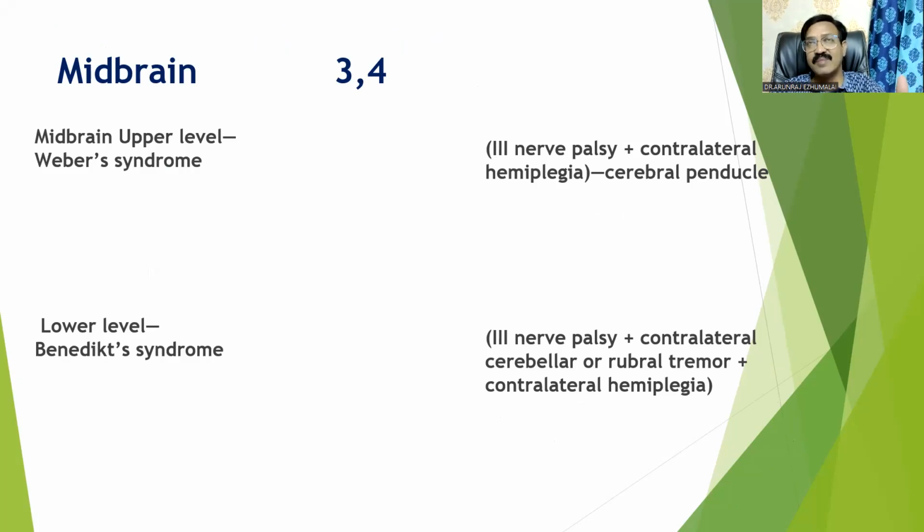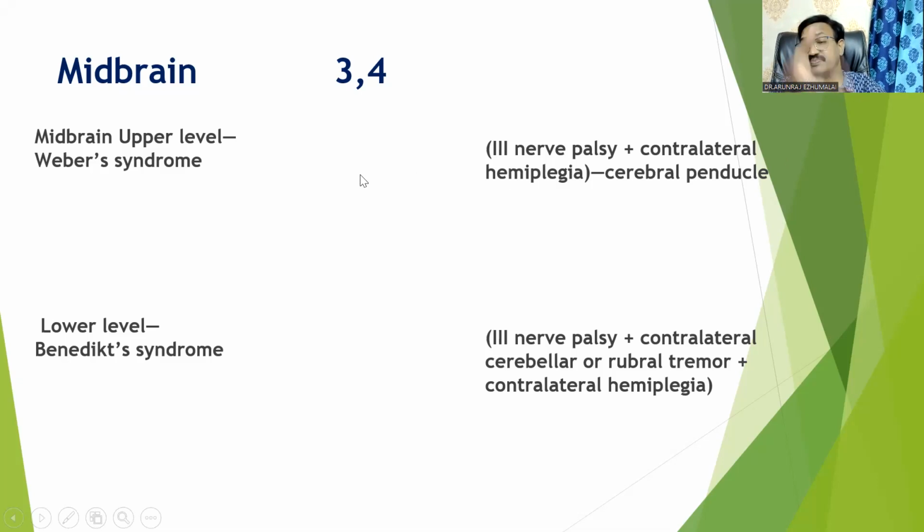At all these levels, midbrain, pons and medulla, it will be a crossed hemiplegia. The patient will have third nerve palsy on one side and hemiplegia on the opposite side. All these brainstem lesions will have a crossed hemiplegia. So when the patient has third cranial nerve palsy as well as fourth cranial nerve palsy, that means the patient is not able to adduct the eyeball.